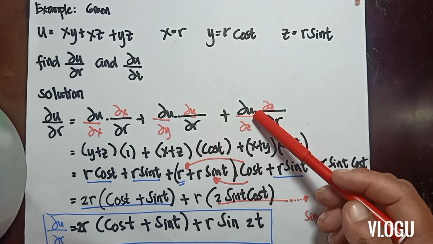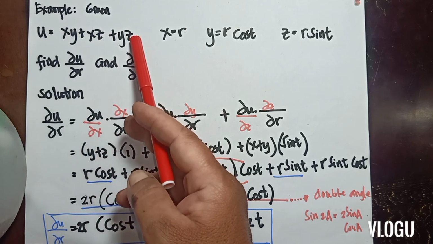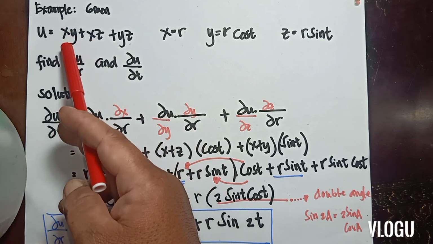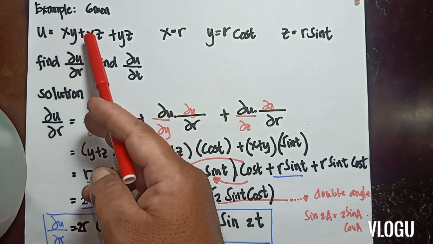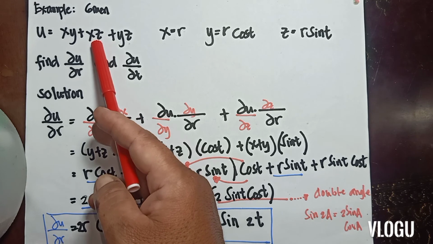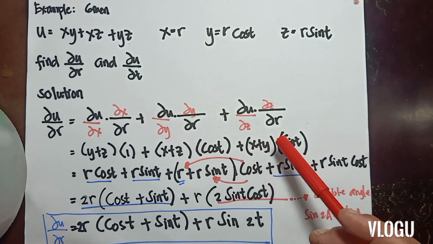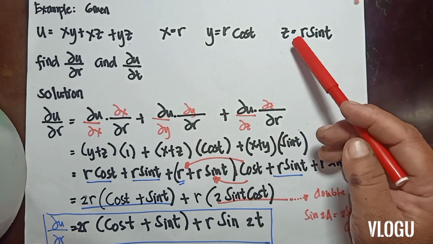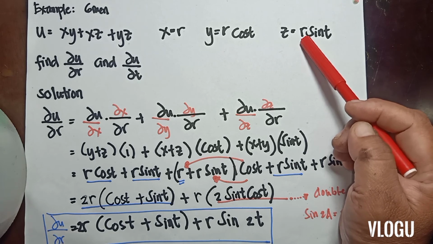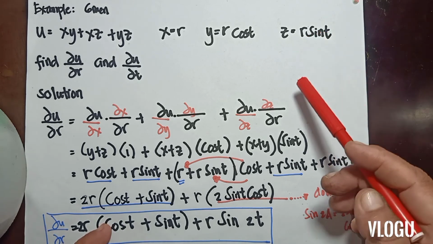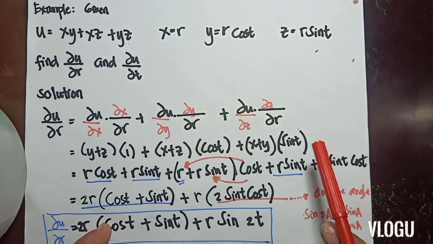Then we will have ∂u/∂z. So here, we are going to find the derivative of u with respect to z. So this time, xy is considered as constant. So the derivative of xy is 0. Derivative of xz with respect to z is x. Derivative of yz with respect to z is y. That's the reason you will have x + y. For the derivative of z with respect to r, r is variable, t is constant. That's the reason ∂z/∂r is sin t.